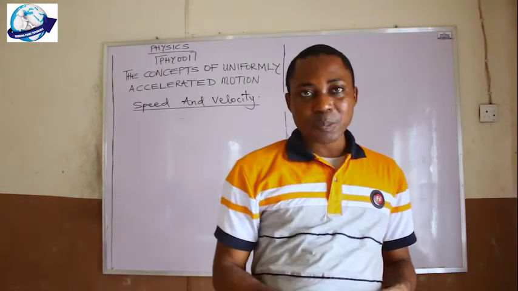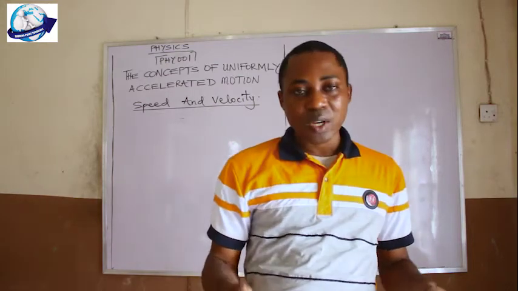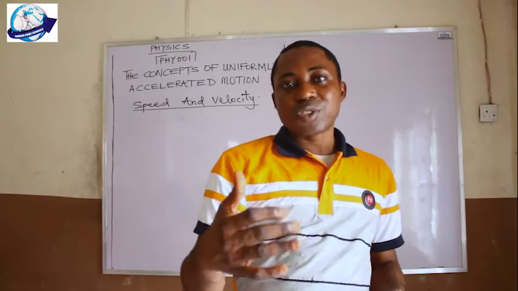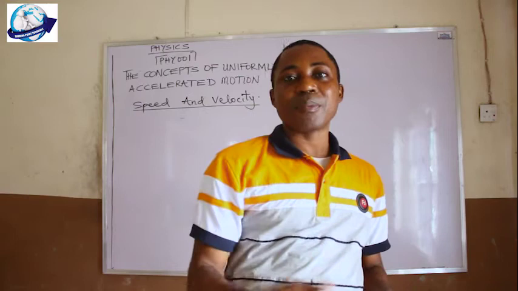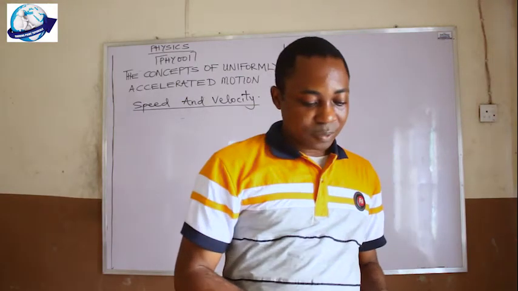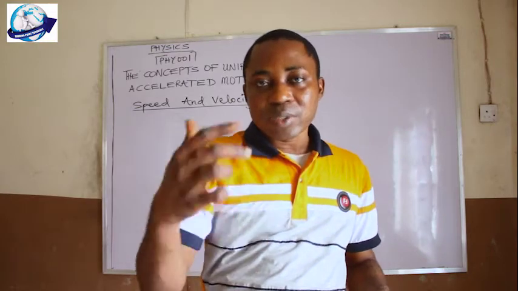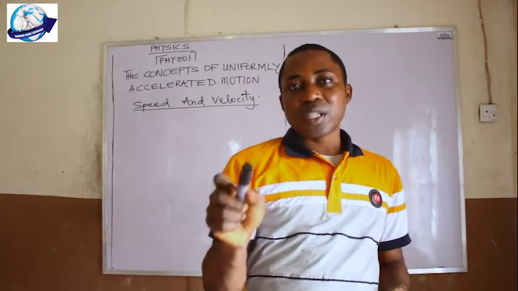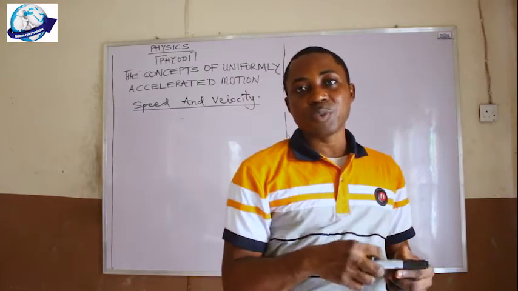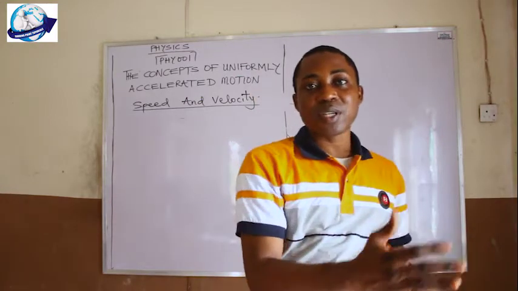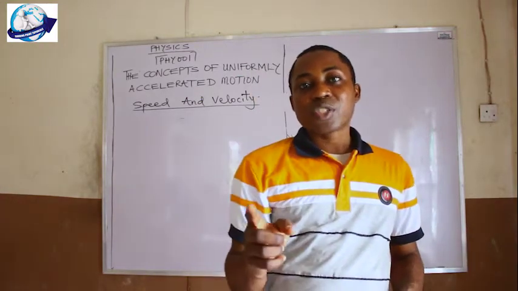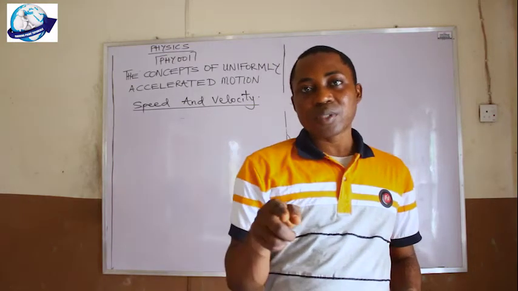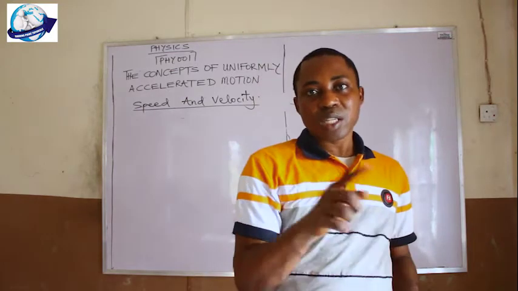You should know quite well that speed is defined as the time rate of change of distance, or the rate of change of distance with time. But what is velocity? In the case of speed, we use distance, but in the case of velocity, we make use of displacement. Distance is connected to speed, and because distance is a scalar quantity, that's why speed is a scalar quantity.